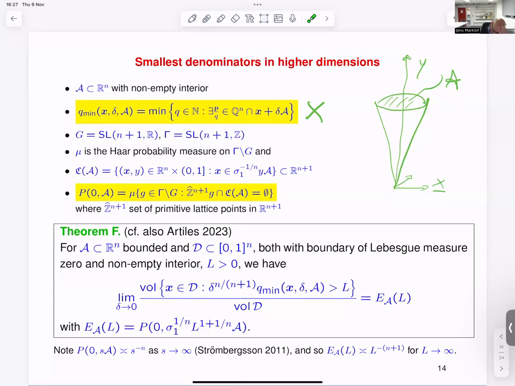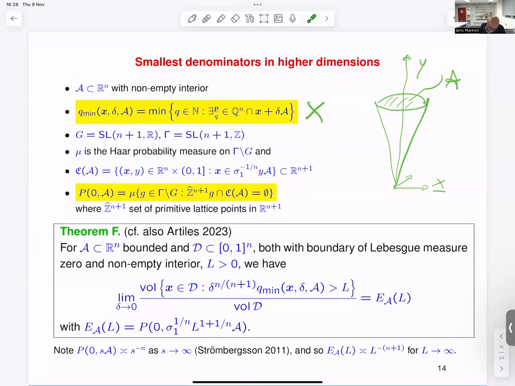Now, why is this distribution important? Well, it's important because it gives us the limiting distribution for the minimal denominator. And again, there's been a paper by Albert Artilis who explained exactly this using the space of lattices without reference to the Farey fractions, though. And I'm going to just show you again, as I've done previously, how the Farey fractions explain this in one step.